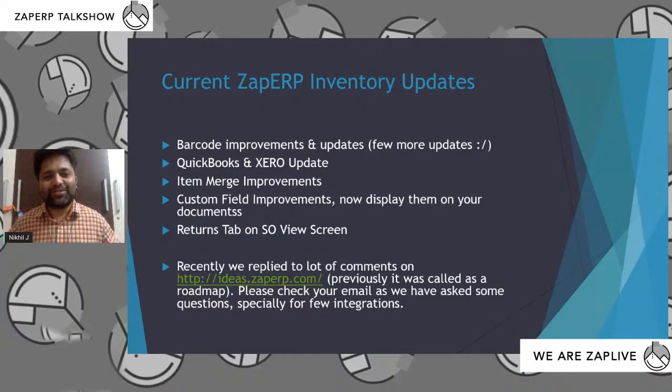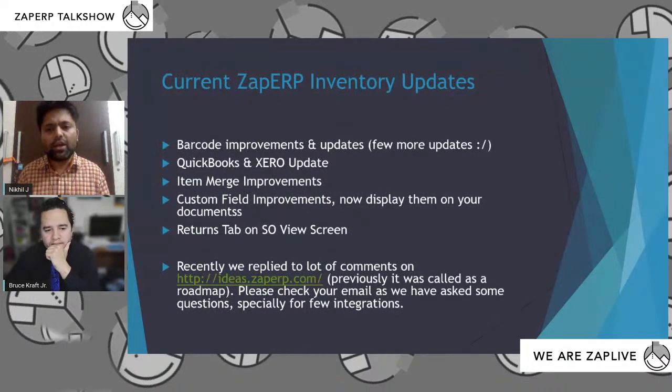Okay, cool. So last week, or in fact this week also, we went through all the comments from our old roadmap, or ideas.zaperp.com, and we reviewed them. We asked questions regarding some of the comments or some of the integrations that we were not sure of. We also moved some of the comments into planned stages. So if you have received an email from us asking for more details, just feel free to reply to that email, or just put a reply on ideas.zaperp.com. That way we will have more information and we can work in a better manner.